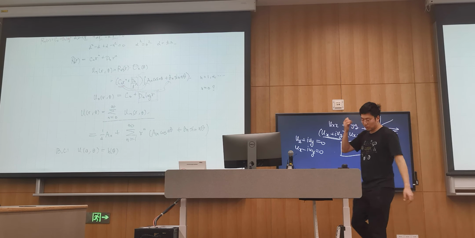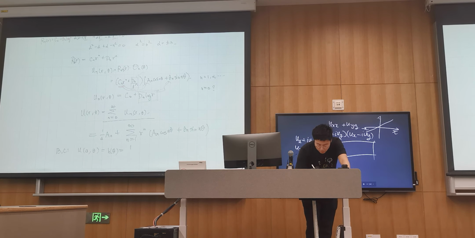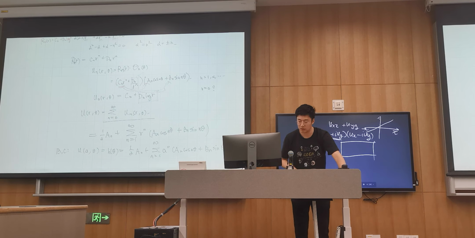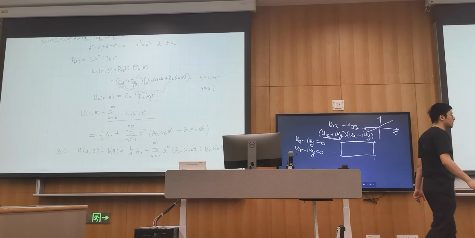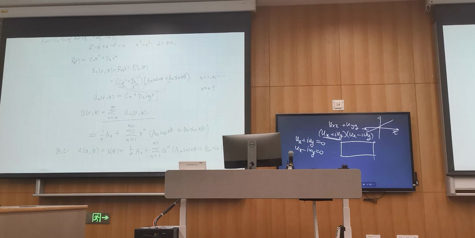So now this equals 1 over 2 a0 plus the sum from n equals 1 to infinity of a^n times (an cosine n theta plus bn sine n theta). Now, can you determine the coefficients? Are you able to determine the coefficients now?